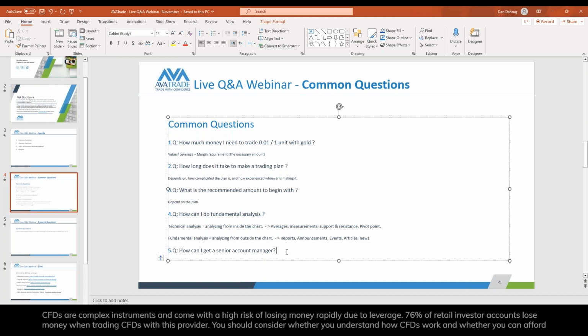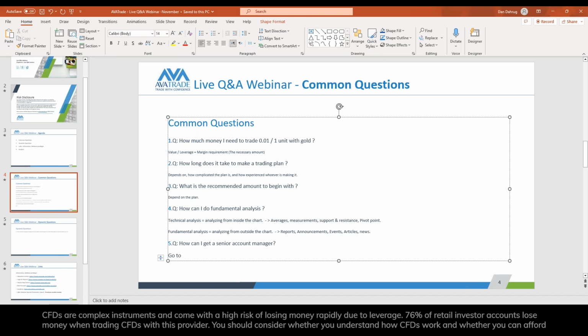And the last question that we have is, how can I get a senior account manager? This is very easy to answer. Go to the live chat and ask for Simon. Just in a nutshell: first of all, fund and activate your account. Then go to the live chat and ask for assignment. Who knows what a senior account manager is for?